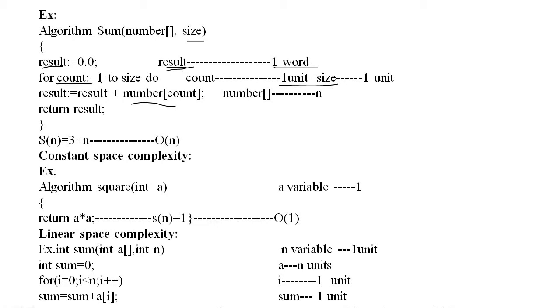And one more is the count value. It changes every time. It first assigns the value of 1. This one is also fixed. It doesn't depend upon the input. So for this also 1 unit is there.